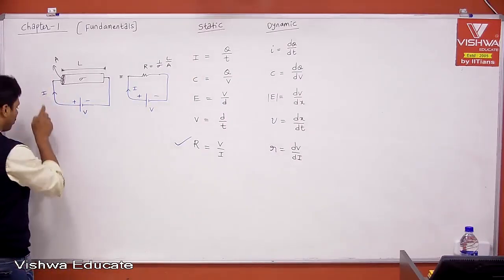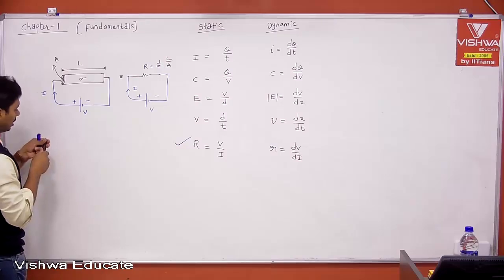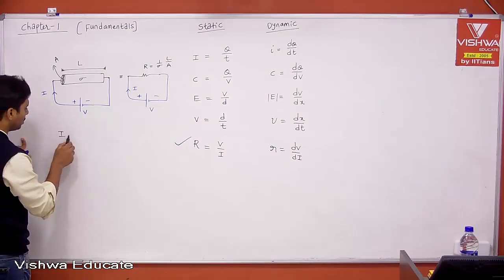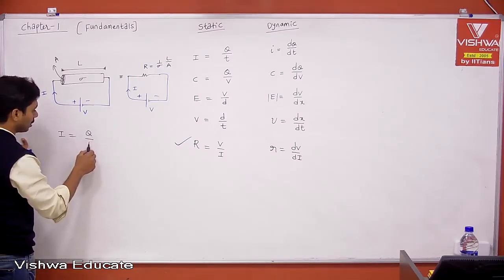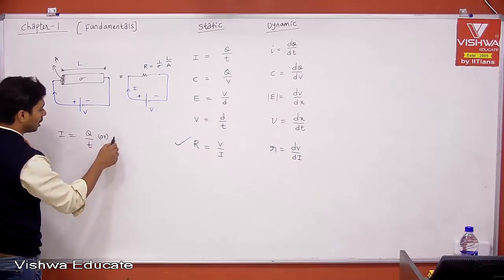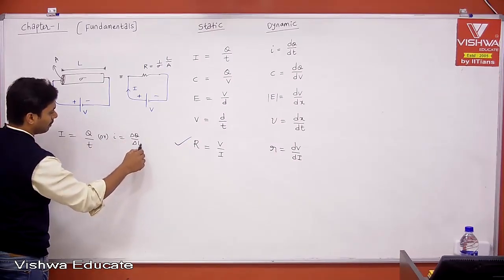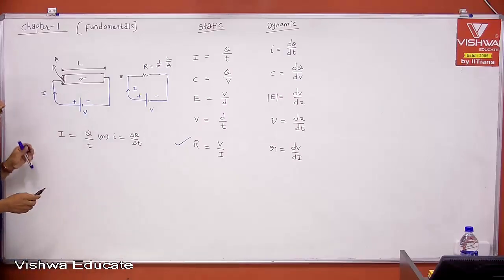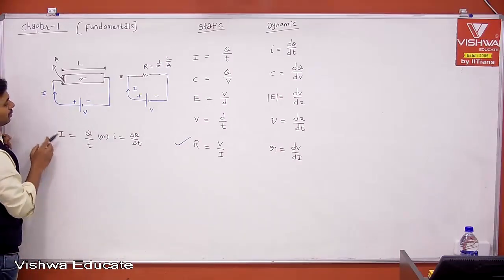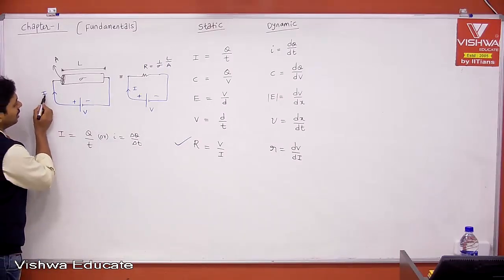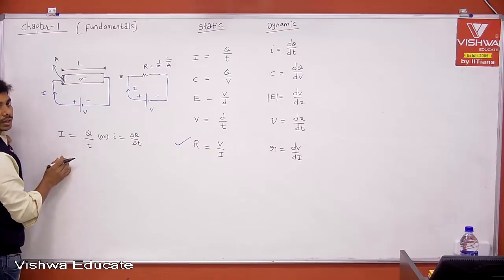Therefore, if you see here, what is current here? Here, if I say capital I is equal to Q by T, or I can say I is equal to delta Q by delta T, or dQ by dt. Both are same if delta T tends to 0. Now, if I say this definition, what is the meaning of it? Current is nothing but charge movement with respect to time, right?